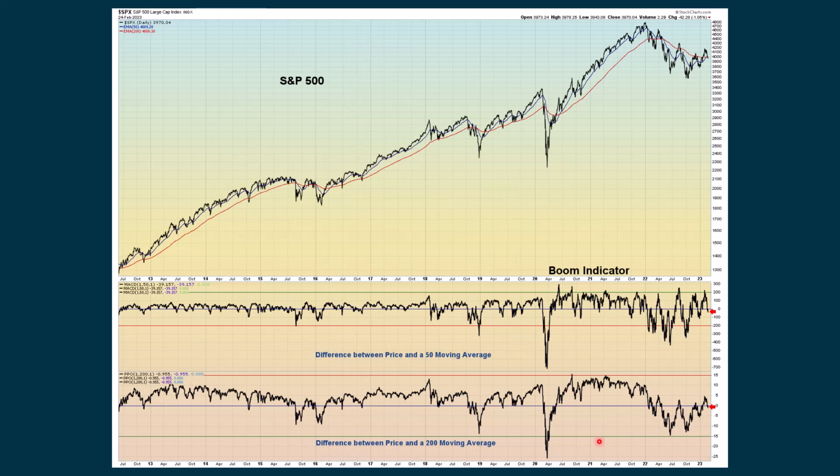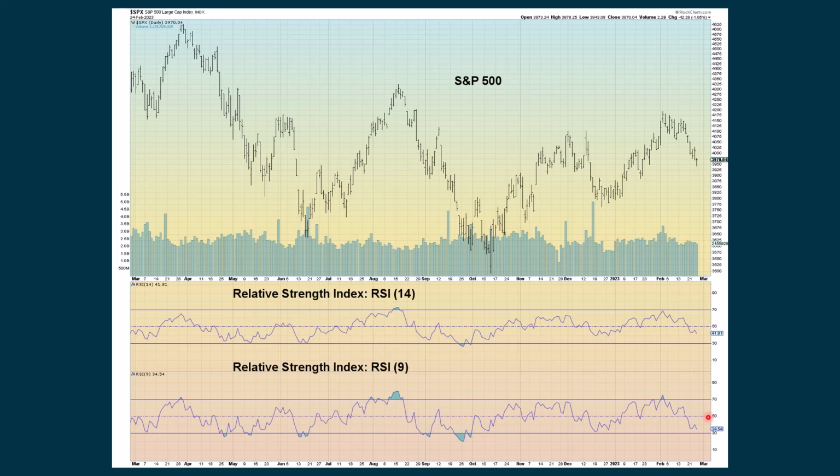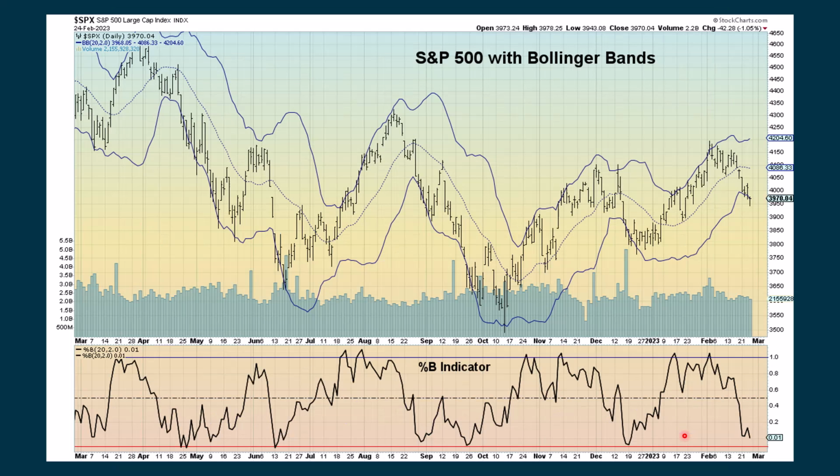The boom indicator measures how far away price is from the 50 period moving average, that's this top line, and then on the bottom line, how far price is away from the 200-day moving average. When we drop down below zero, that's kind of significant because now we're turning more negative and price is going under the moving average, and we're also dropping below zero with the 200 period study. The RSI 14 and 9 were below 50 and declining with both of these indicators and not extreme currently.